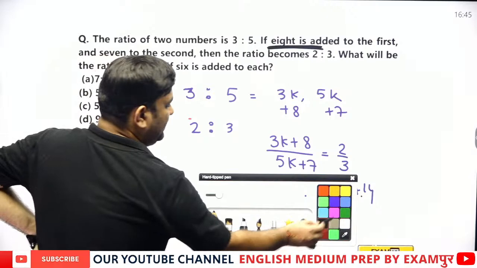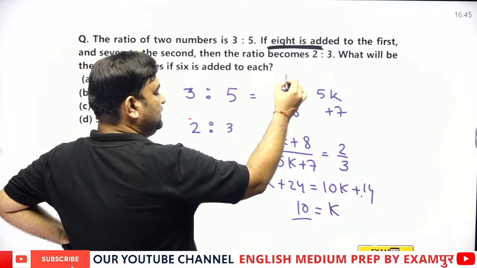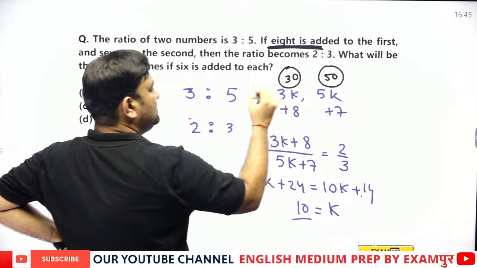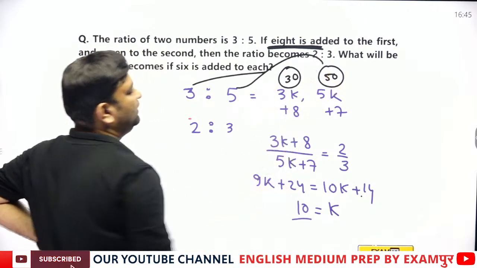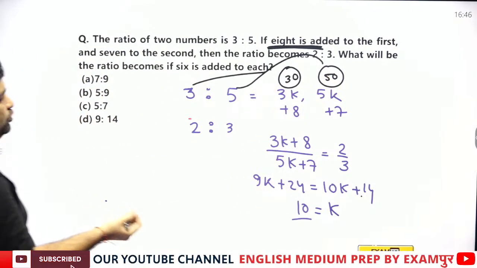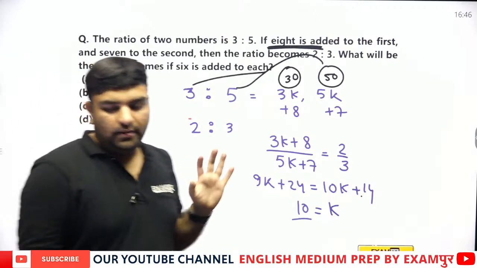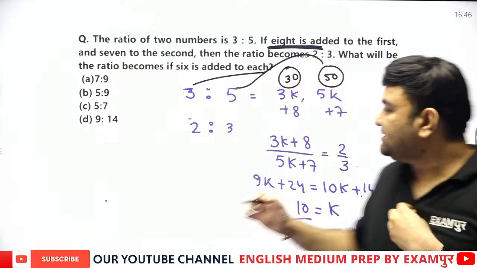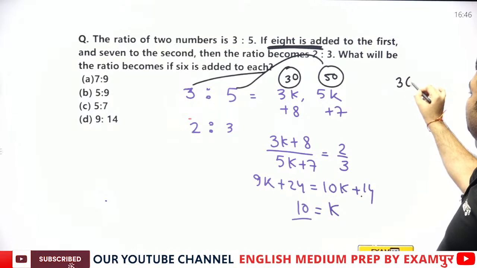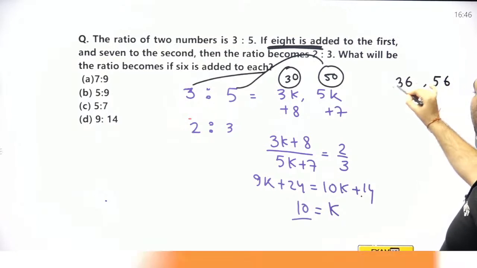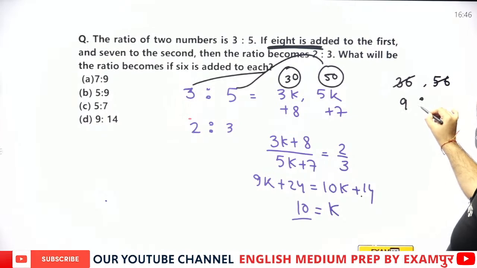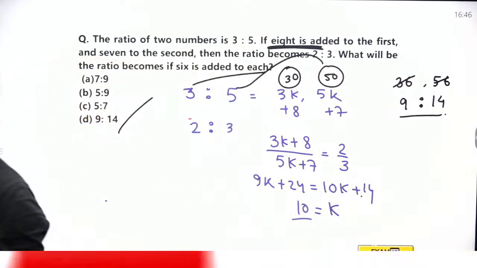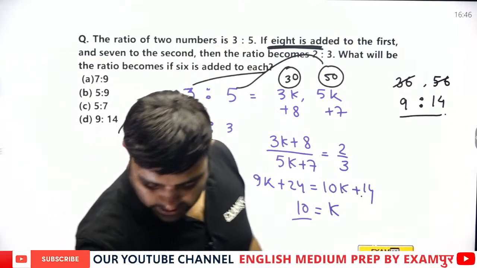So my numbers are 3 into 10, 30, and 5 into 10, 50. So my real numbers are 30 and 50. If you add 6 to each, what would be the new ratio? 36, 56. Simplify by 4: 9, 14. Double work.